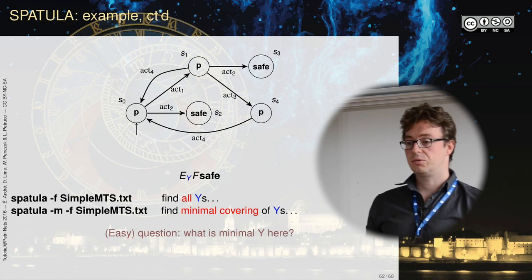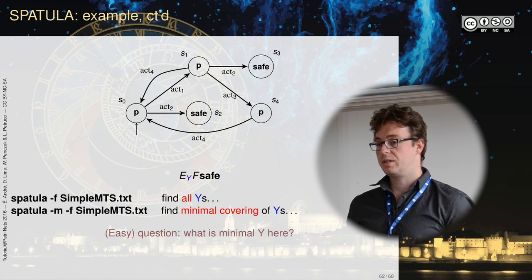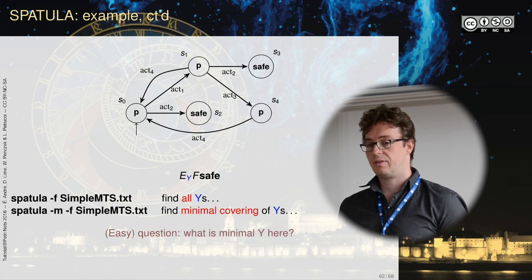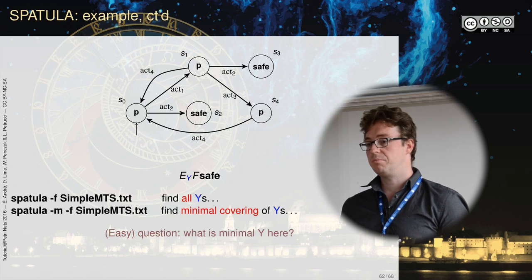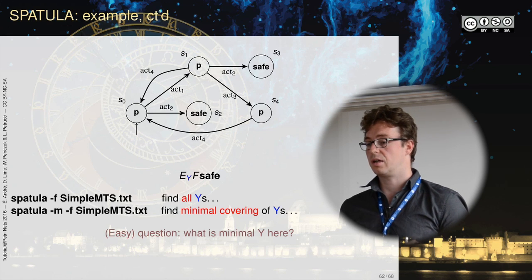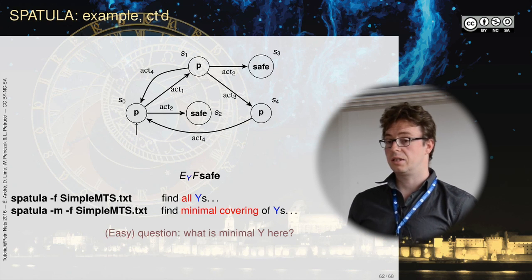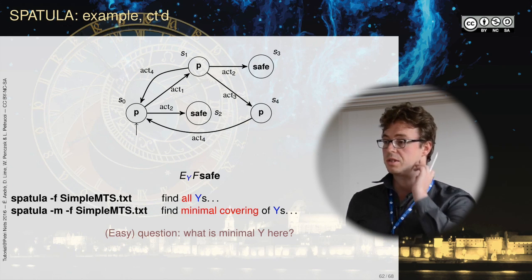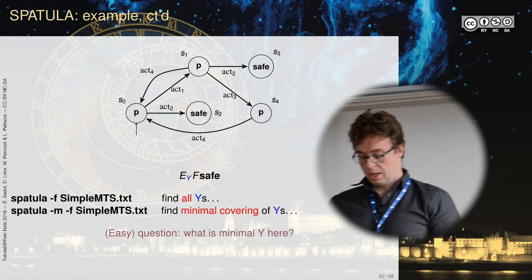Okay, so to run Spatula, we simply call Spatula with a switch F and the name of the file. And in the case of some models and some modalities, we can also try minimalization of the set of actions under which this formula holds. This is done using prime implicants, which is a technique most used in electronic engineering.